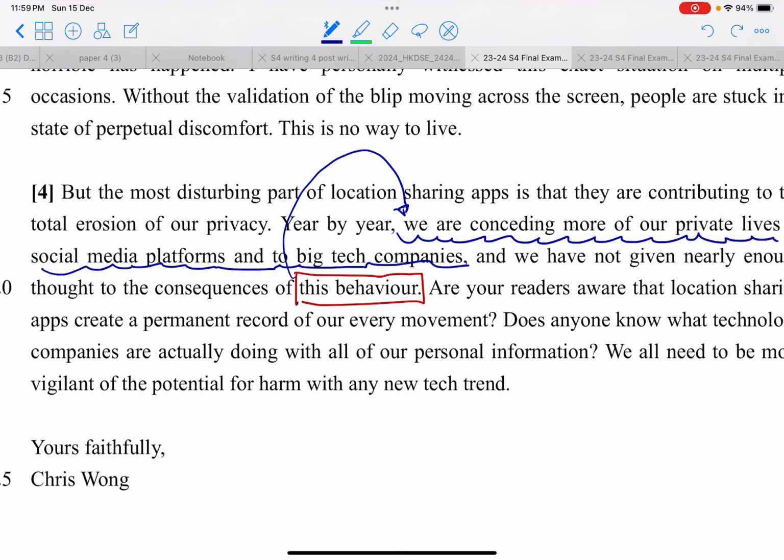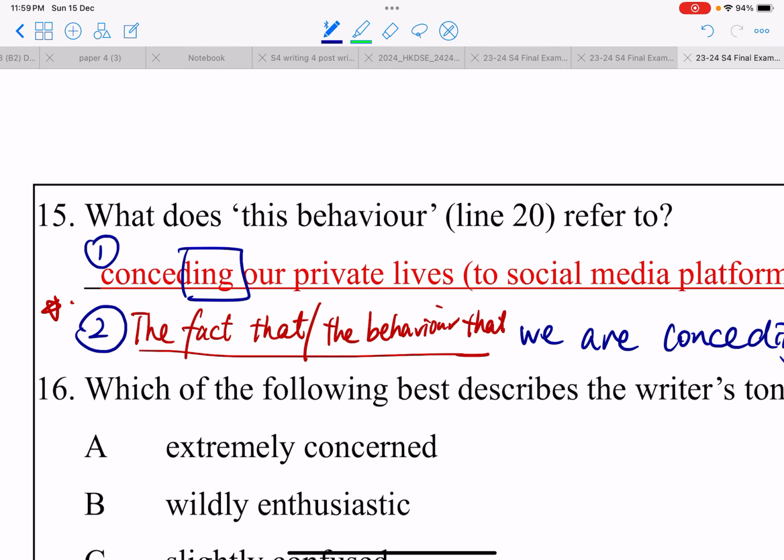In order to tackle this type of reference question, we have to answer using two special ways. Number 1, using an -ing gerund as our answer, because "this behavior" is actually a noun. If we answer using the whole sentence, the part of speech would be wrong.